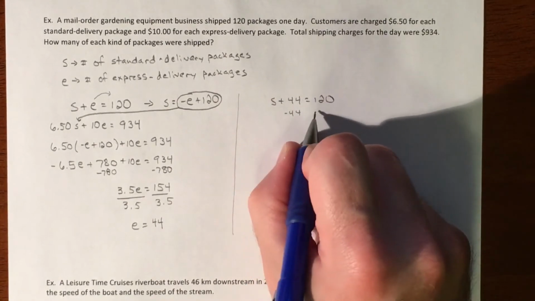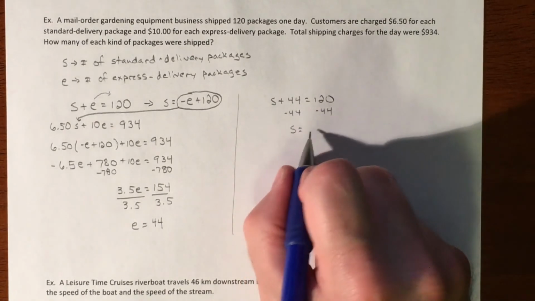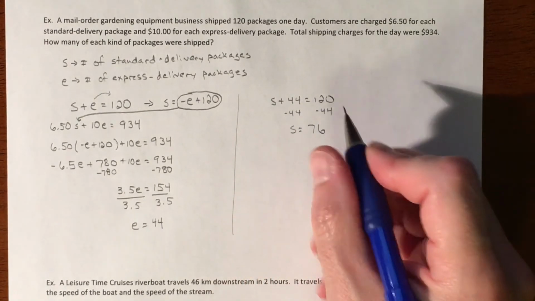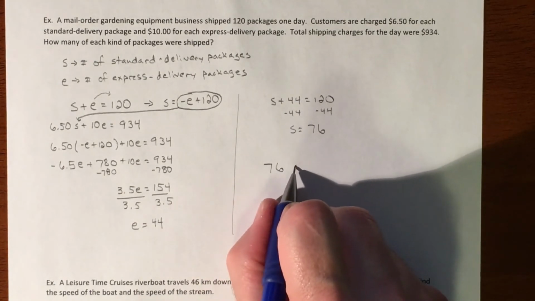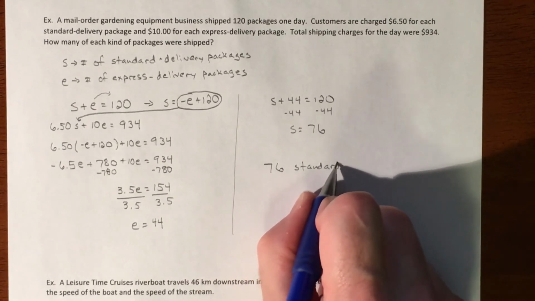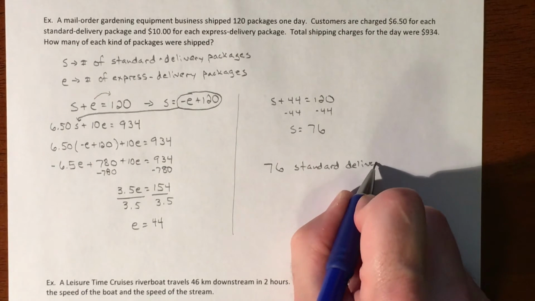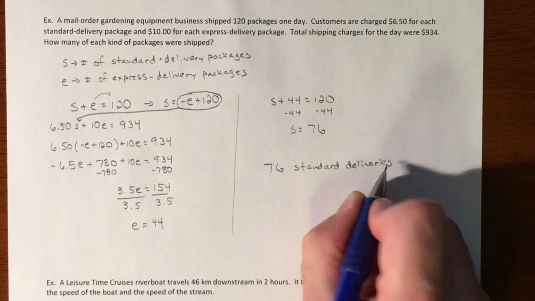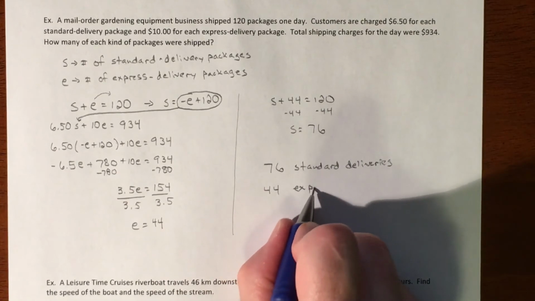So we'll subtract our 44 over. So standard equals 76. So we had 76 standard deliveries and we had 44 express.